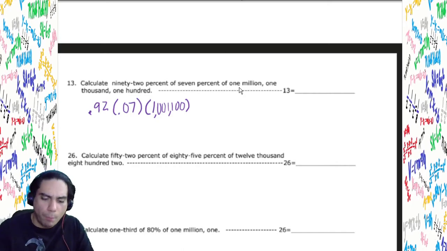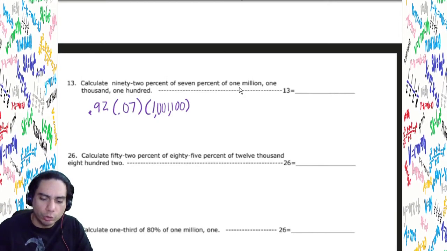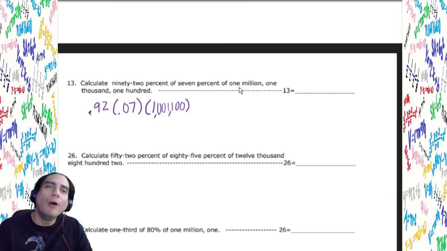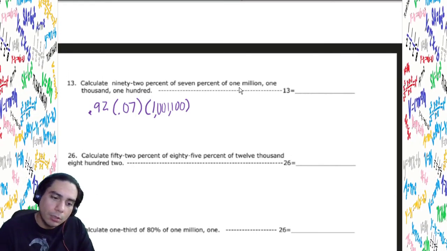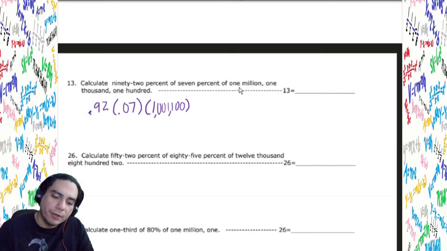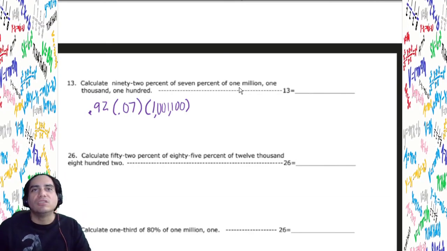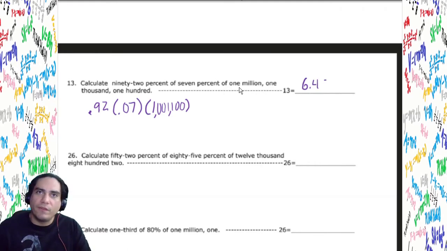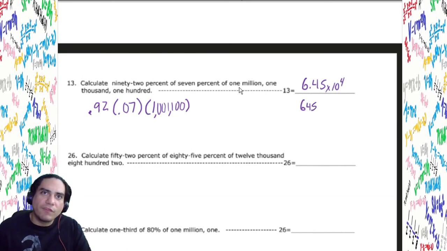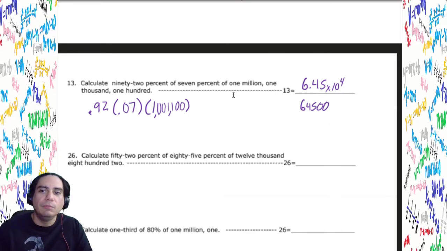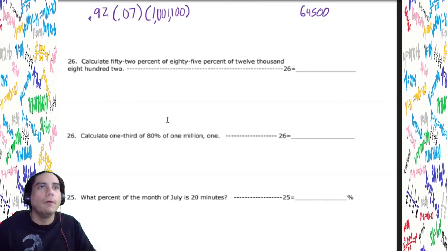So we got to go ahead and start with 0.92. Multiply by 0.07. Multiply by 1 million. Make sure you're writing it correctly. Don't be messing up. 1,100. And now we got ourselves an easy answer. We got 6.45 times 10 to the 4th, or better yet, 64500. Completely makes sense. All right, let's check out the next problem.